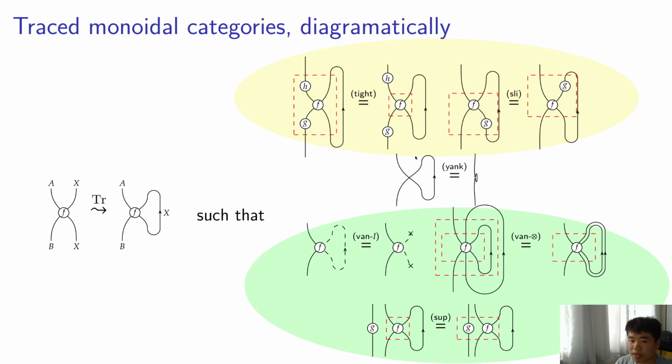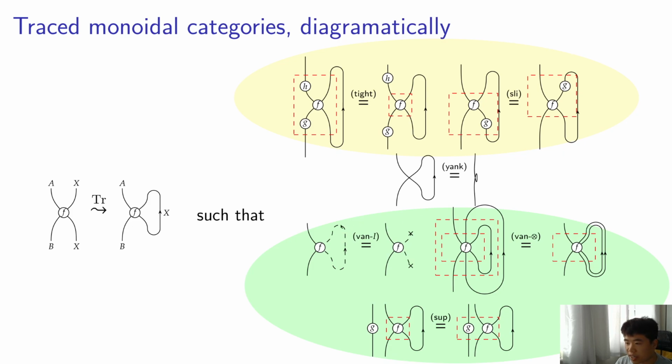Yanking, which only applies when our category is symmetric monoidal, says that tracing out the braid is the identity morphism. But what I've drawn here is a slight generalization in which we have a balanced monoidal category, in which case tracing the braid gives the twist.